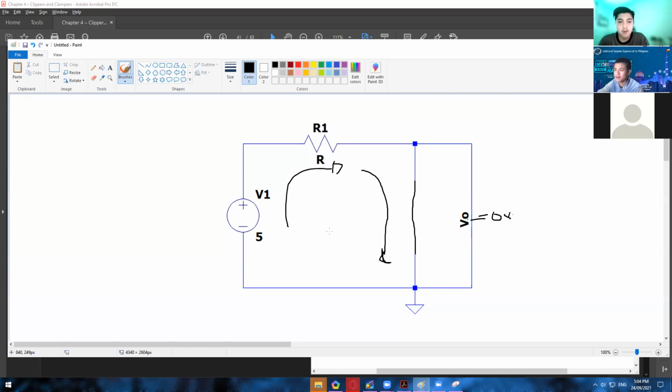Kasi parang, yun, pabalik-balik lang siya. And then if you want to have a reading, it must be at this point since nandito yung voltage drop natin or yung voltage reading across this R1. But since this one is just a line, wala tayong reading ng VO. Okay? And vice versa.